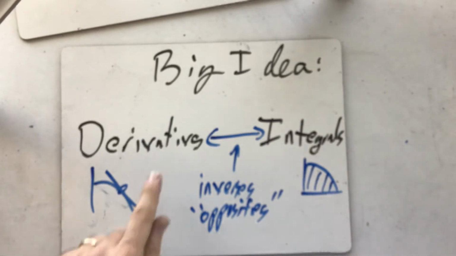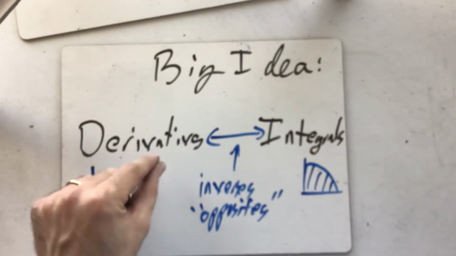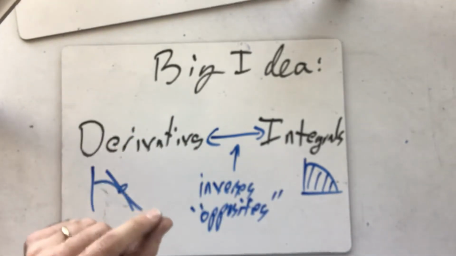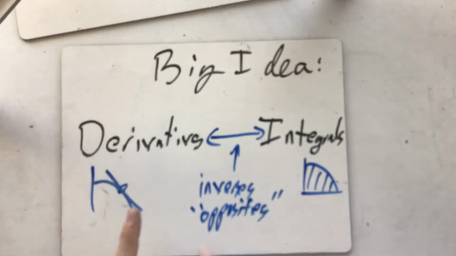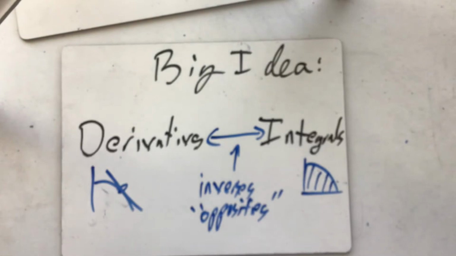So in other words, suppose I have x cubed. If I want to take the derivative, I do 3x squared. If I want to do integrals, I have to go the opposite direction, and I do 1/4 x to the 4th. So we do the opposite action to do an integral as we do to do a derivative. They're inverses of each other.